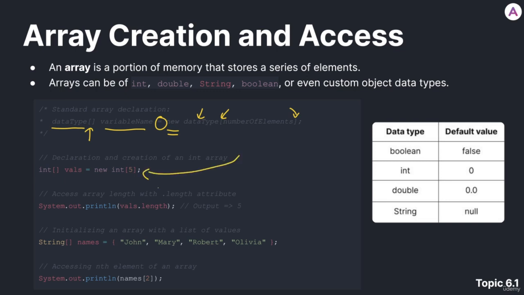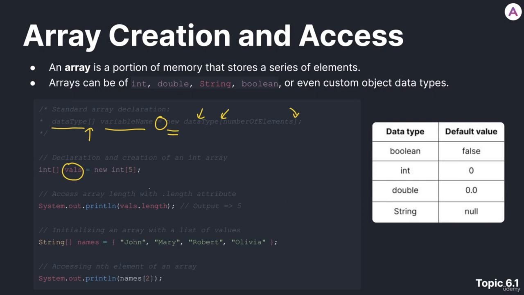So right here we have the declaration and creation of an int array. Here we can see we have the int data type over here and over here. We have the empty pair of square brackets, the name of the array called vals, the new keyword, of course, and then we also have the equal sign. But inside of the square brackets at the end, we have five. What does this tell us? It tells us that vals is an integer array with five elements.